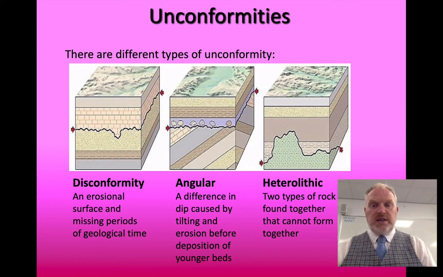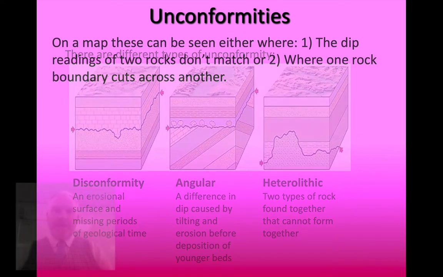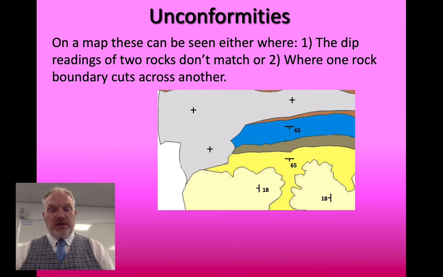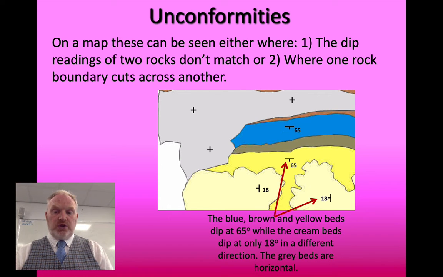Now, recognizing these on a map is fairly straightforward. There are two ways we can recognize this. Firstly, two sets of rocks have dip readings that don't match up with each other. So here, for example, the blue, brown and yellow beds dip at 65 degrees to the south, but those sort of cream coloured beds are only dipping at 18 degrees to the west. So there's clearly a big difference in dip between them.